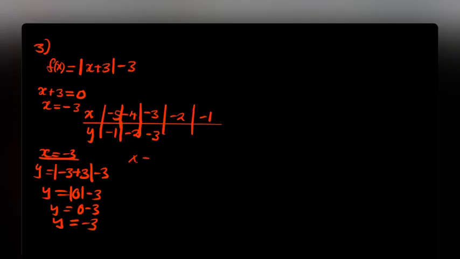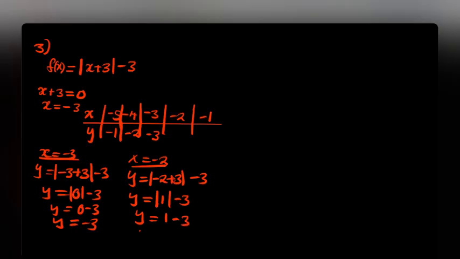Again, we substitute x with -2. So y is equal to the modulus of -2 plus 3, then -3. Here we get a 1, then -3. The absolute value is still 1, then -3. So we get y, which is -2.